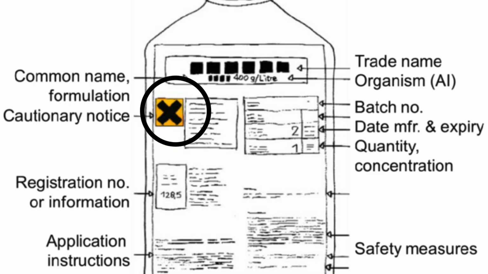Now, pay close attention to the signal words. You'll see words like danger, warning, or caution. These tell you how toxic the pesticide is. Danger means it's highly toxic, warning is moderately toxic, and caution is slightly toxic. This helps you understand the risks and take the right safety steps.